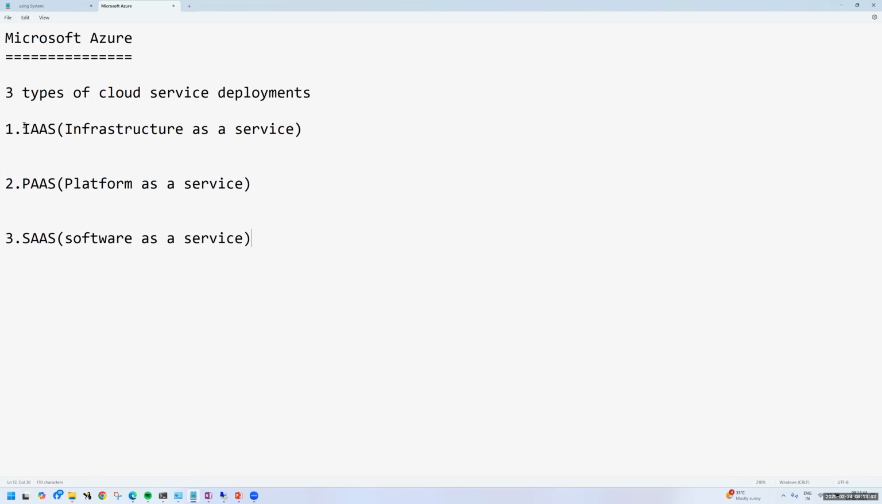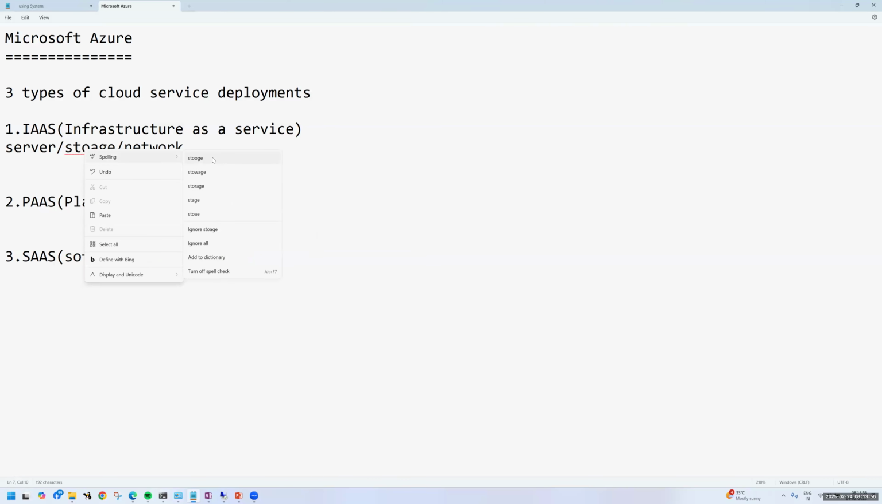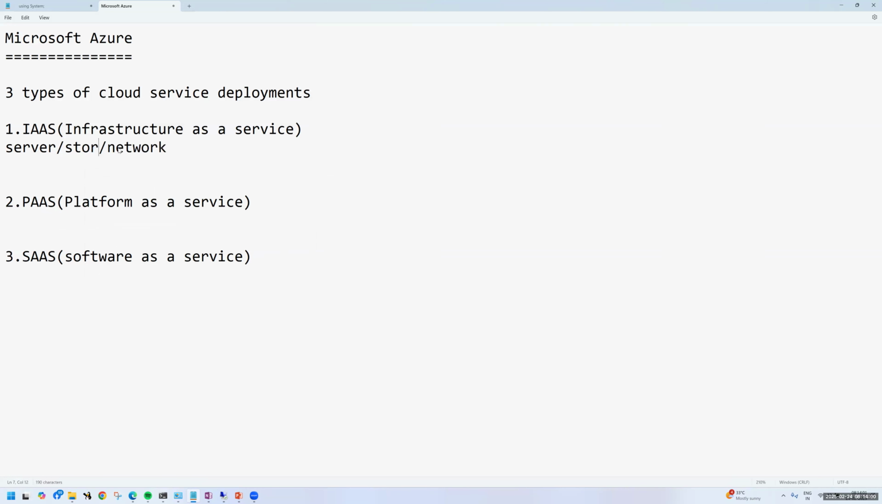Okay, so mostly server, storage, network, database, these all come under what? Servers, storage, network, these all come under software as a service. Clear?